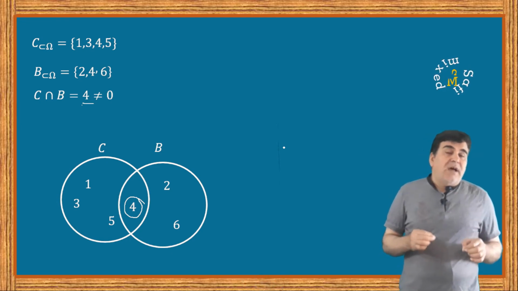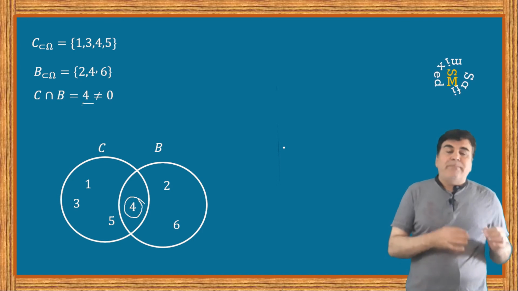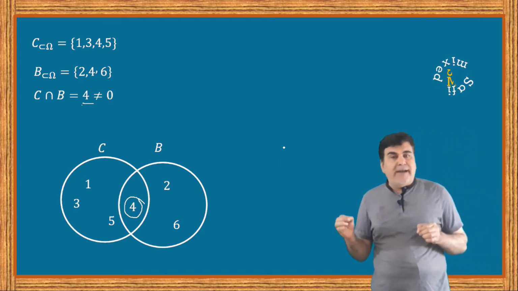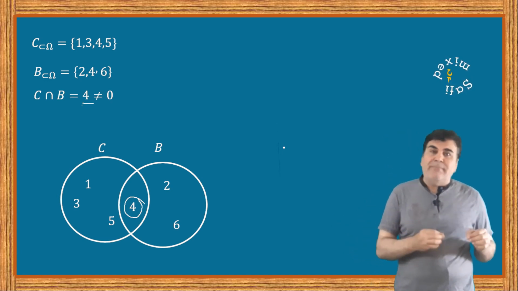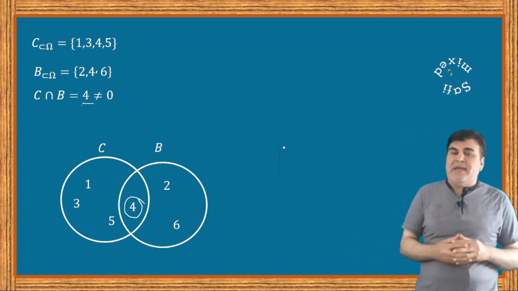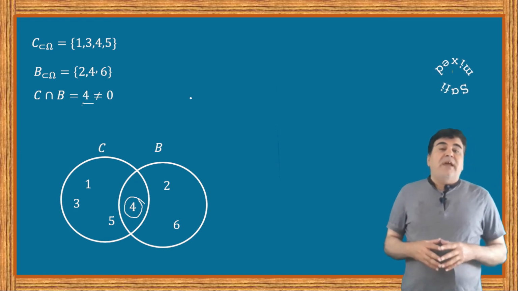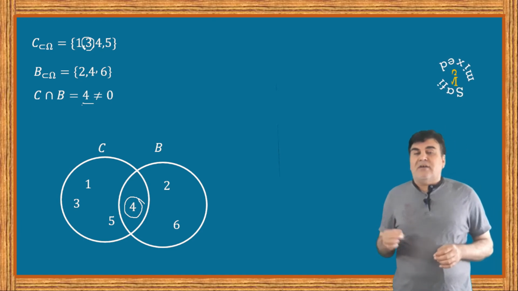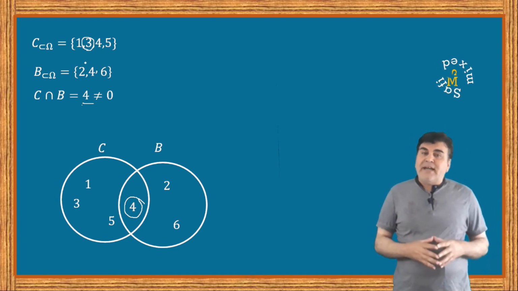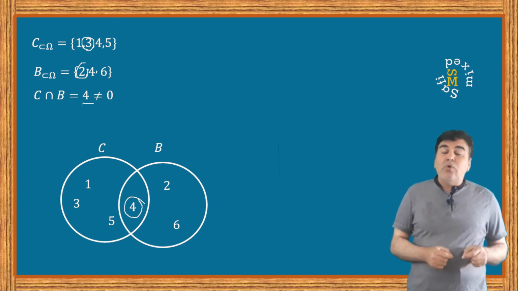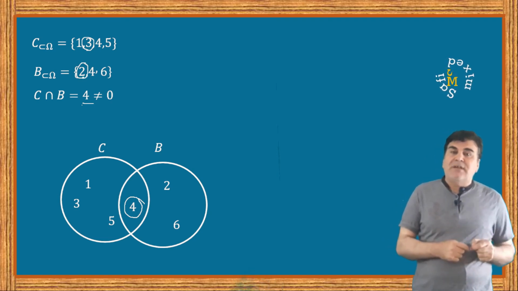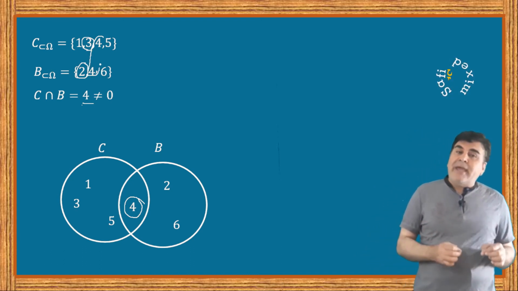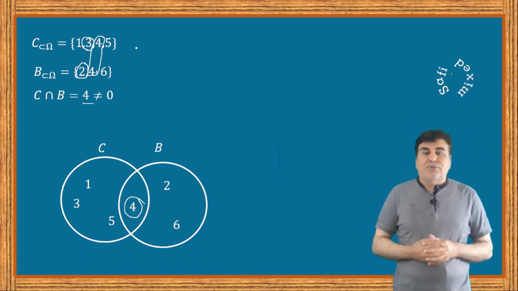In this case, either event C or event B or both can occur in a single throw of a dice due to the shared element, that is 4, in the two subspaces. For example, if the rolling of a dice results in 3, then only event C occurs. If the rolling of a dice results in 2, then only event B occurs. And if the rolling results in 4, then both C and B occur in a single throw.